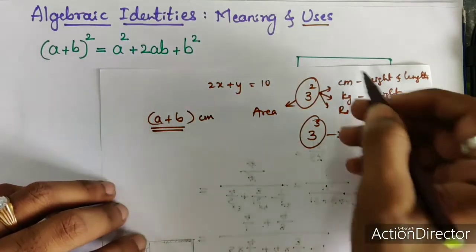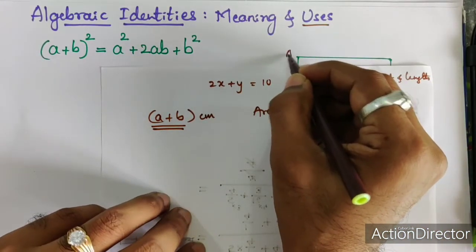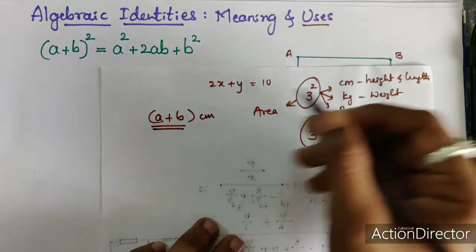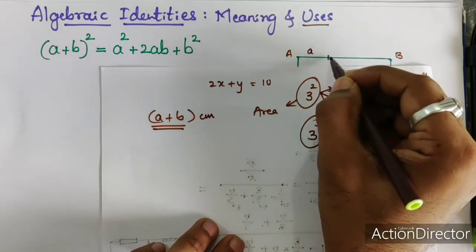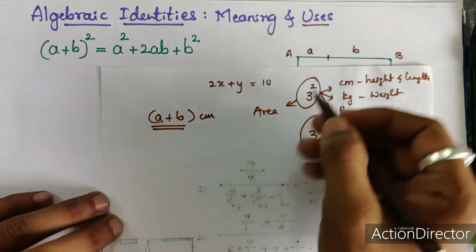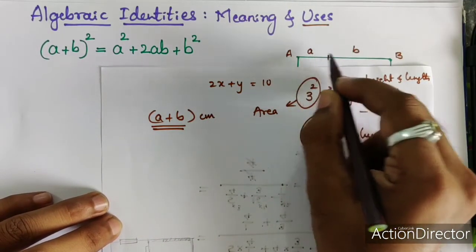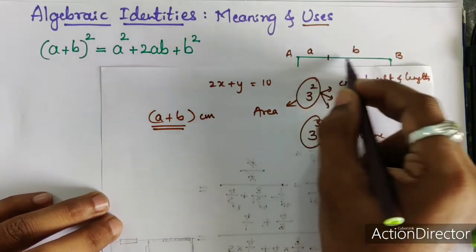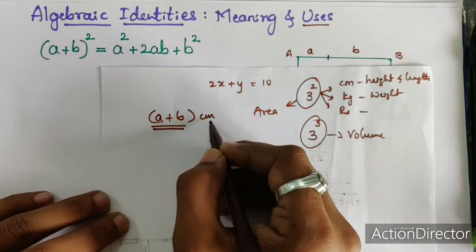Suppose I take a line, let's assume it is a line AB, and this line has two parts. Suppose from here to here it is a, and from here to here it is b. So the length from here to here is some measurement, and from here to here is some other measurement. When I add a plus b, I will get the length of AB, so I can write it in centimeters.